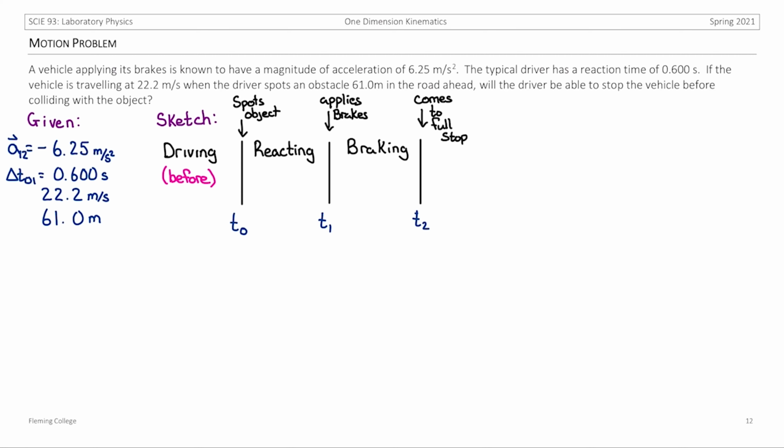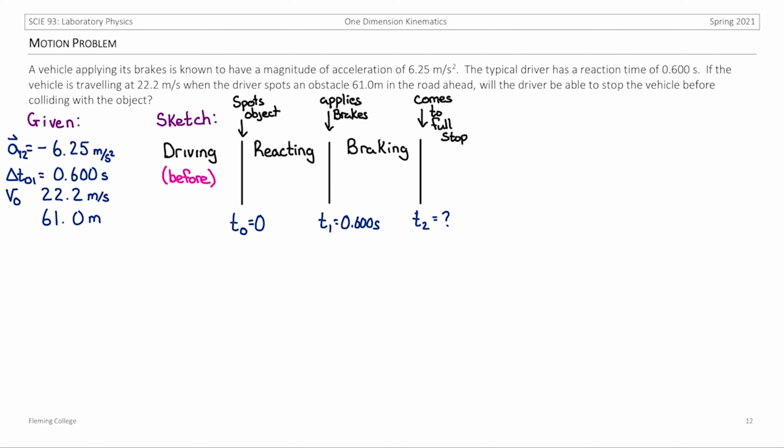The next value down is that 0.600 seconds. And this is our change in time from time 0 to time 1. So as we said earlier, T0 is equal to 0, T1 is equal to 0.600 seconds. And we don't actually know at what time the driver comes to a full stop. So T2 is unknown.